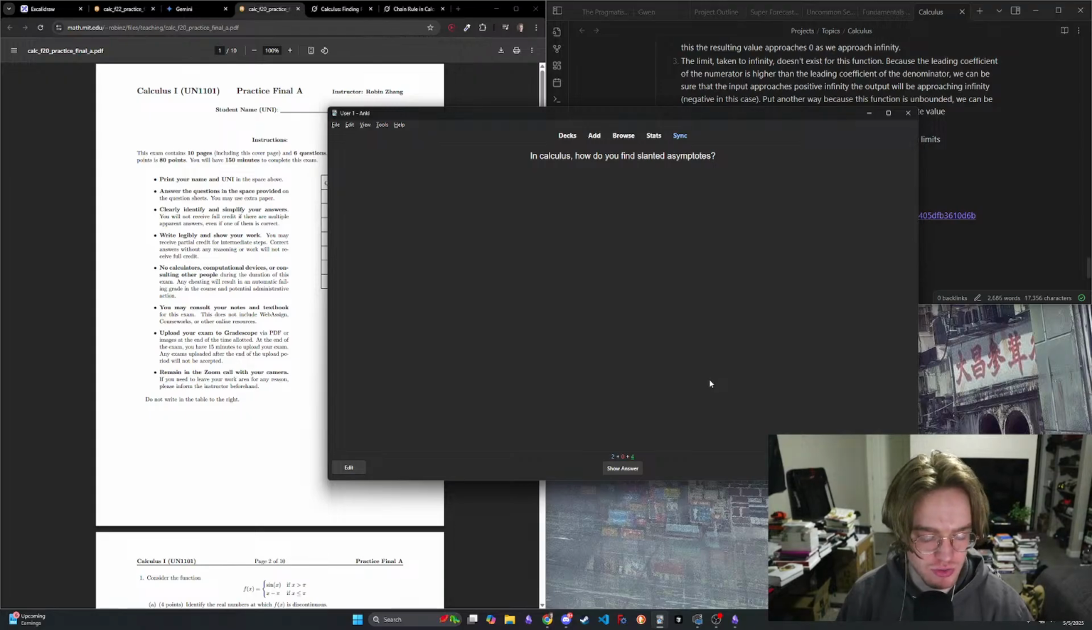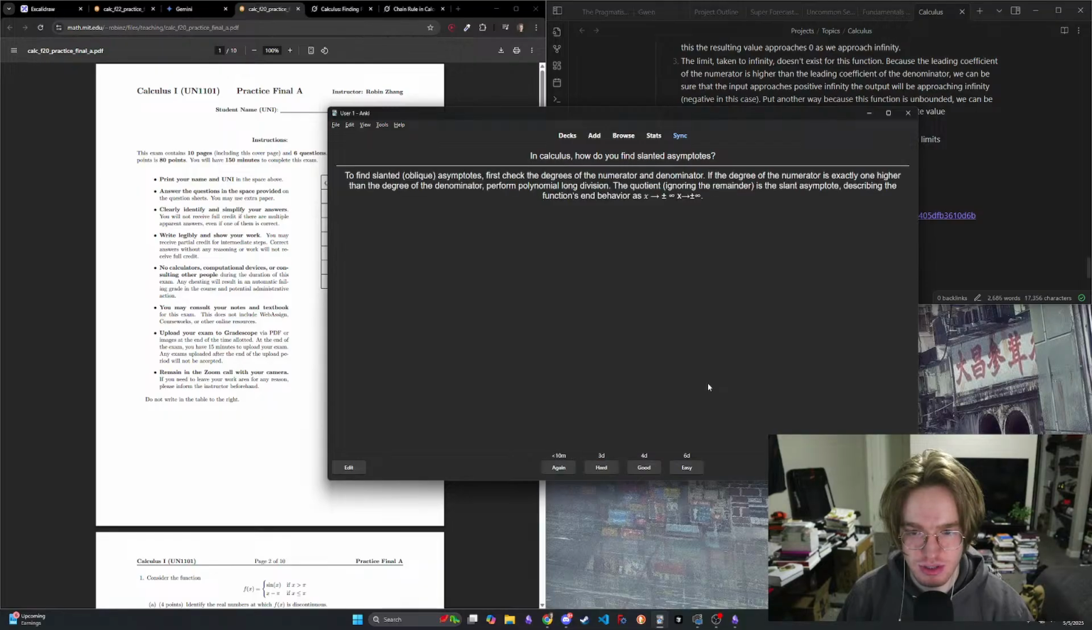This is when the numerator is 1 degree higher. The leading coefficient is 1 degree higher on the numerator, and you use long division, and the resulting value is your asymptote.